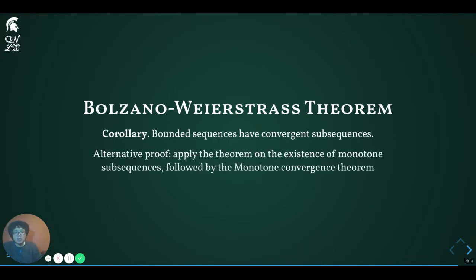Interestingly, an alternative proof of the Bolzano-Weierstrass theorem can be given using what we learned from the last lecture. If you first apply the theorem on the existence of monotone subsequences, and then the monotone convergence theorem, you will also locate a convergent subsequence. The difference is that in this alternative proof, the subsequence is guaranteed to be monotone, but we have no control on what its limit is. In the proof using the first theorem we just discussed, we know precisely what the limit of this subsequence is, since we can set it to equal either the limsup or the liminf.